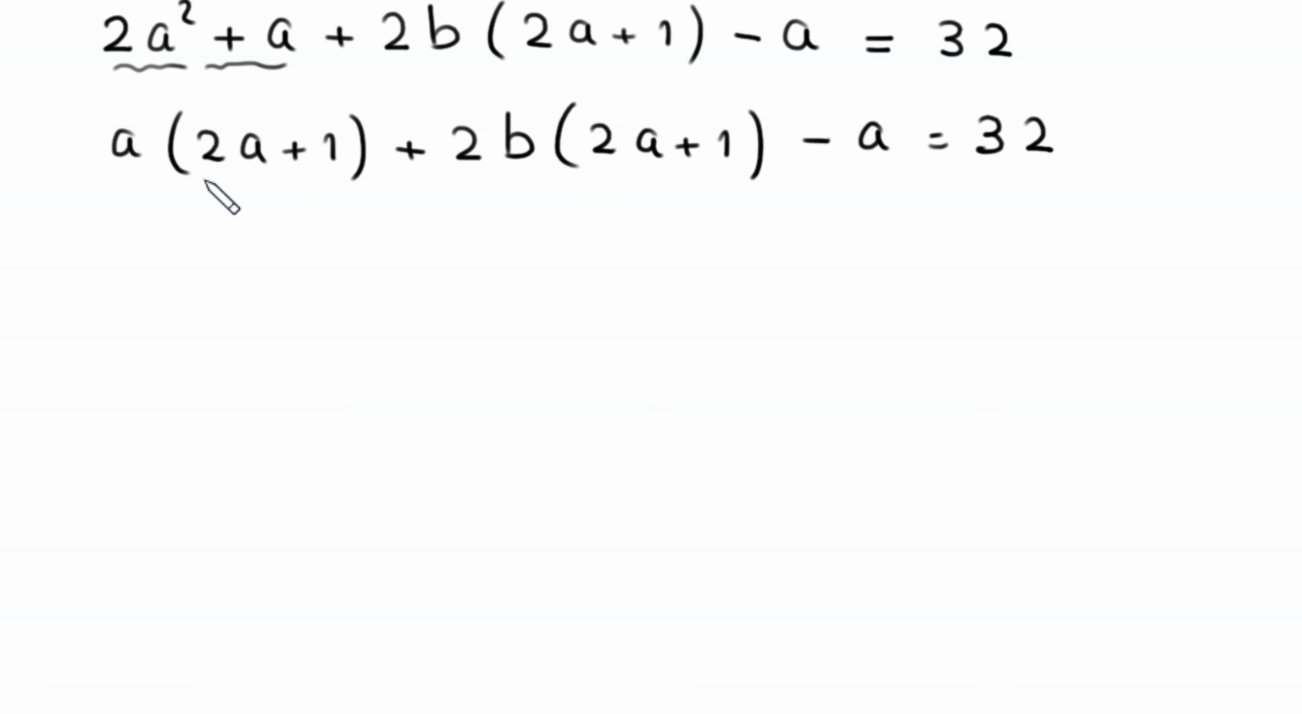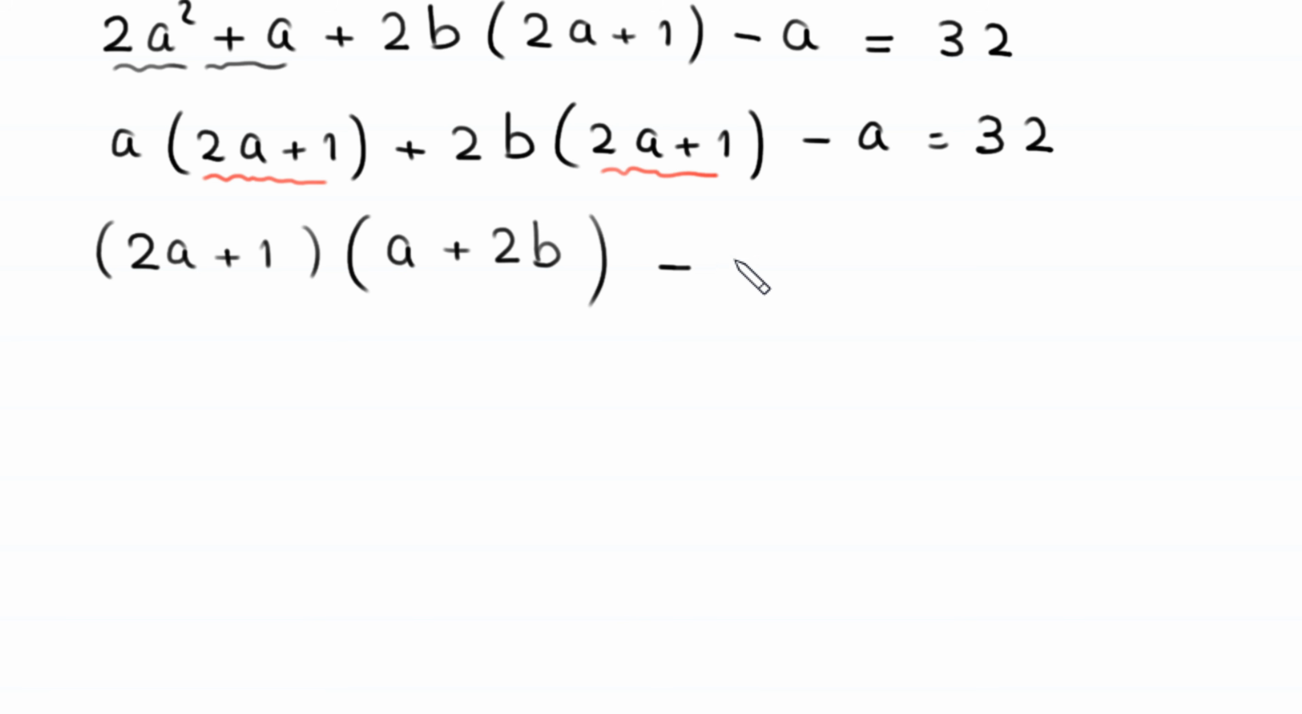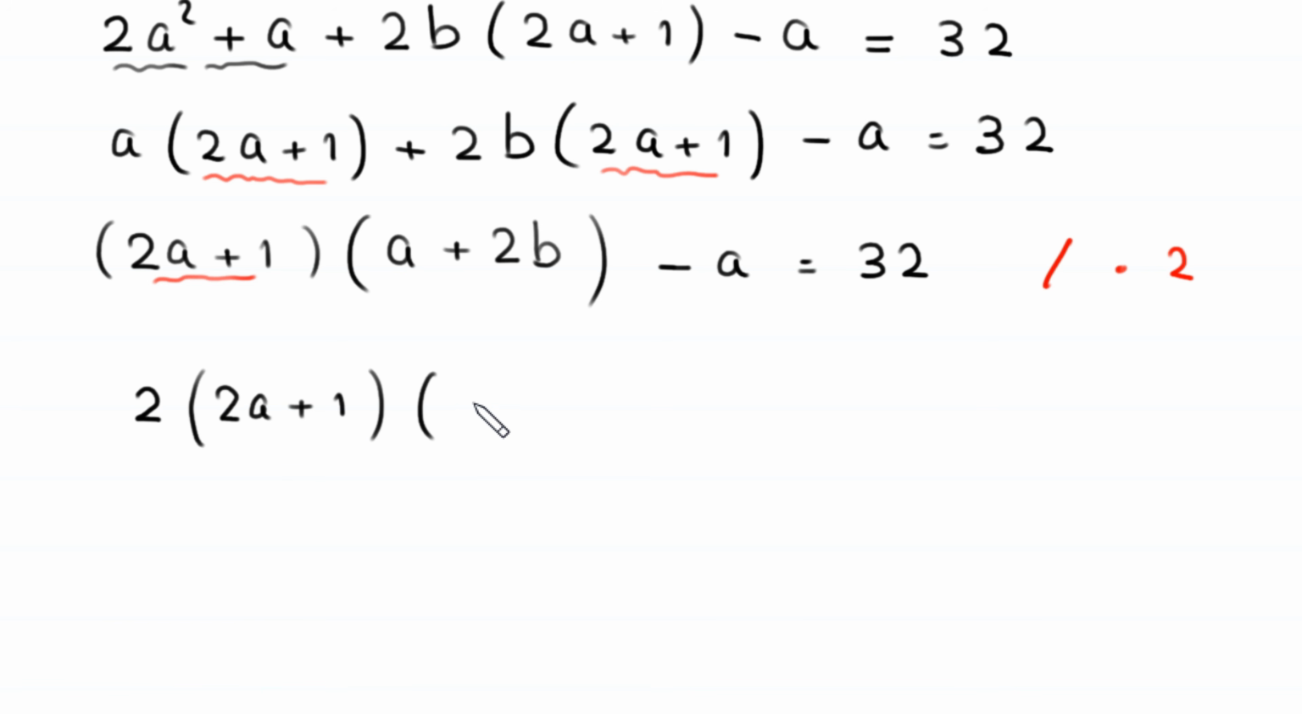Now from these two terms we can factor out 2a plus 1. So 2 times a plus 1 as common factor, and in brackets a plus 2 times b, and this negative a, equal to 32. Now to make another 2a plus 1, we multiply the whole equation by 2. So this will become 2 times (2a plus 1) times (a plus 2 times b). This negative a will become negative 2 times a, equal to 32 times 2, 64.